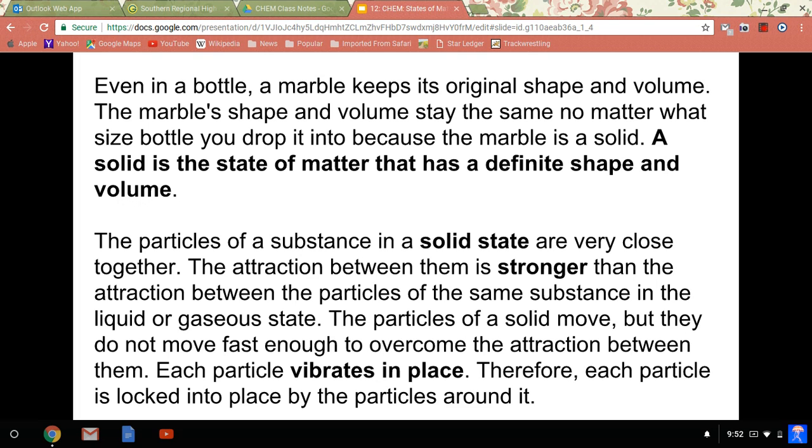The particles in a solid substance are very close together, so very, very tightly packed. And the attraction between them is stronger than the attraction between particles of the same substance in any other state. So very strong attraction, packed closely together, but they do still move. You can describe them as vibrating in place. So there's not a whole lot of movement going on, but there is some movement going on.